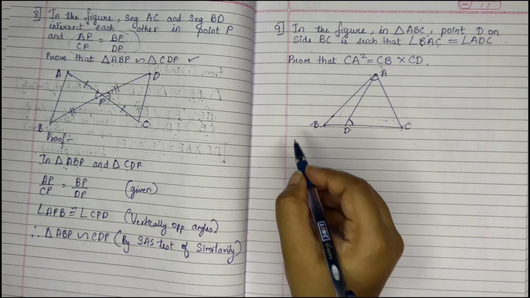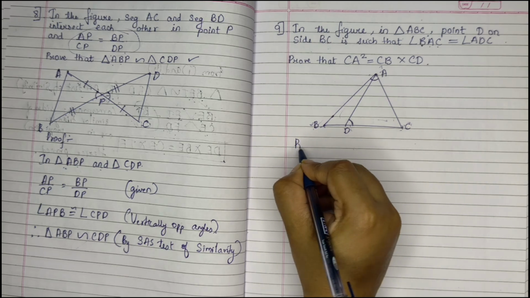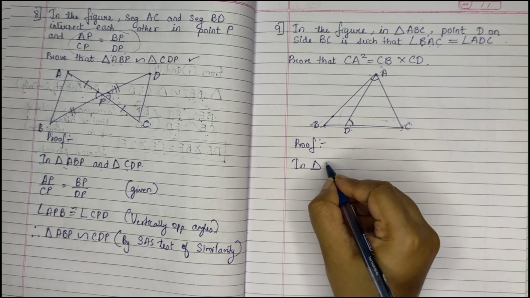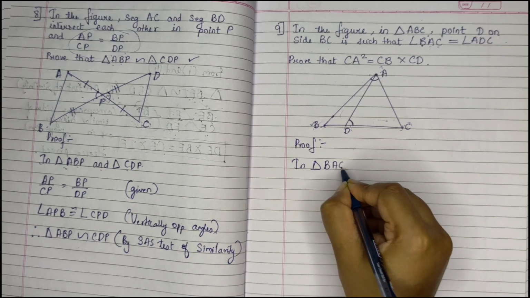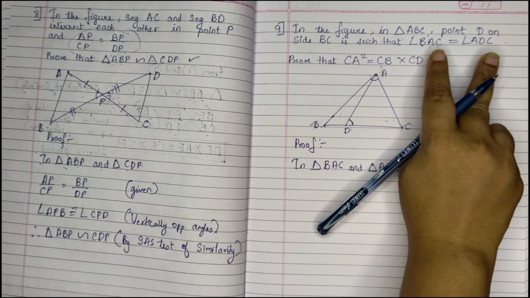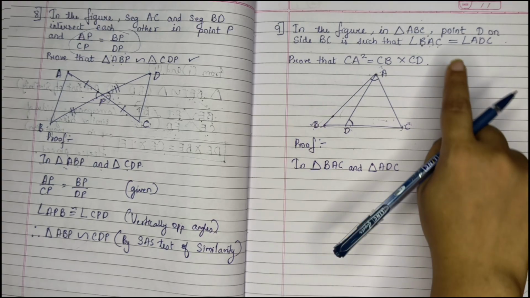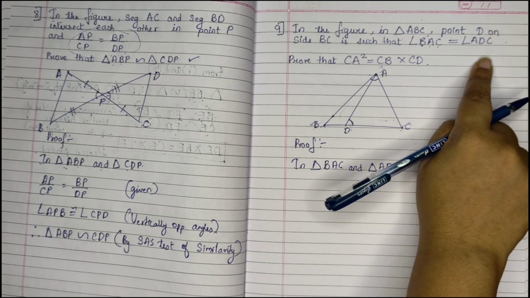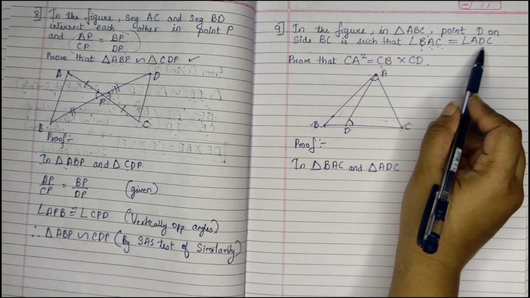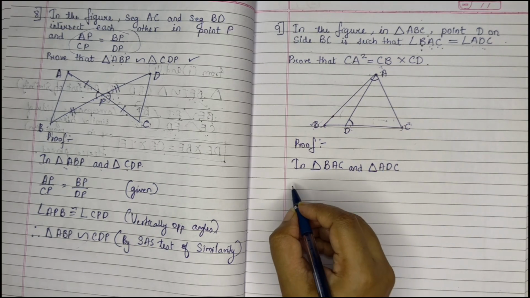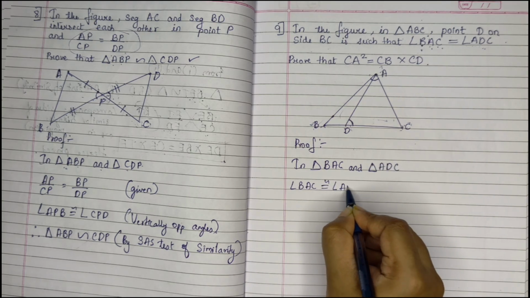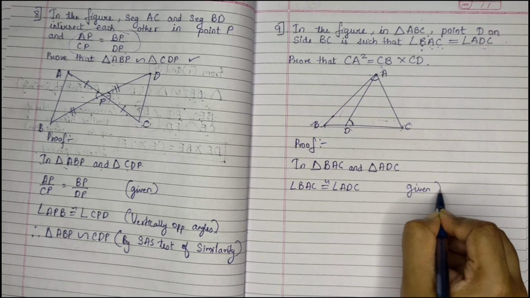First we will take the two triangles here, okay, for the proof. In triangle BAC, see these two angles are given here. Those two triangles only I am going to take. So suppose BAC and ADC. In triangle BAC and ADC, first point will be angle BAC is congruent to angle ADC. That is given here. So we will write angle BAC is congruent to angle ADC. This point is given.